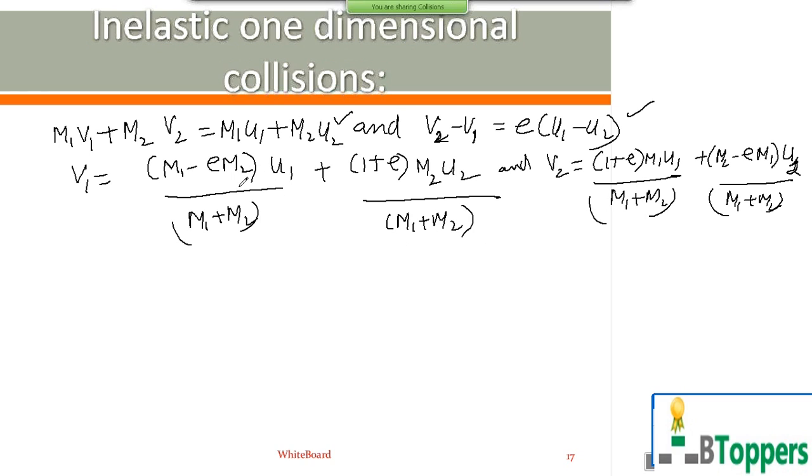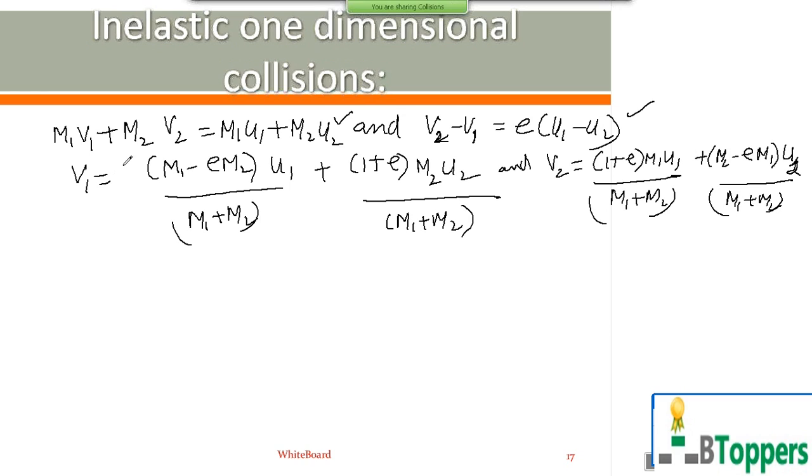In the case of elastic one-dimensional collisions, e becomes 1. If you take e equal to 1, you arrive at the same equations I discussed before. Substituting e equal to 1, you get v1 equal to (m1 minus m2) by (m1 plus m2) multiplied by u1 plus 2 m2 u2 by (m1 plus m2). And v2 equal to 2 m1 u1 by (m1 plus m2) plus (m2 minus m1) into u2 by (m1 plus m2).